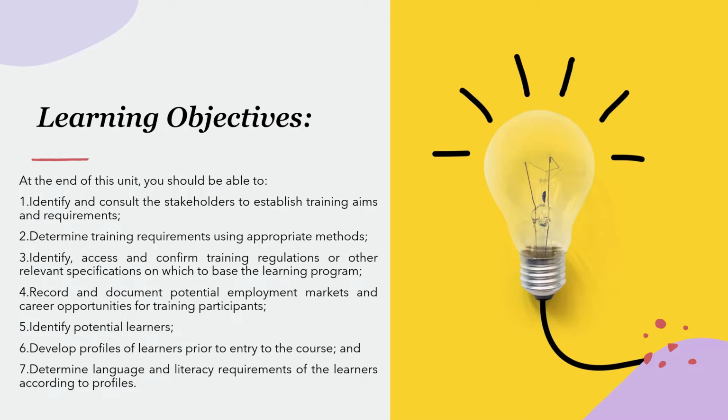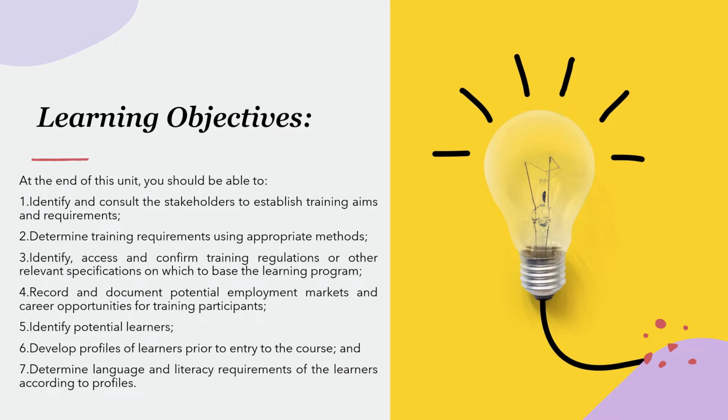Here are the learning objectives for the Unit 1, although we're going to have a separate session or discussions on the different contents for this Unit 1. So at the end of the unit, you should be able to identify and consult the stakeholders to establish training aims and requirements. Another one is to determine training requirements using appropriate methods. Next is identify, access, and confirm training regulations or other relevant specifications on which to base the learning program.